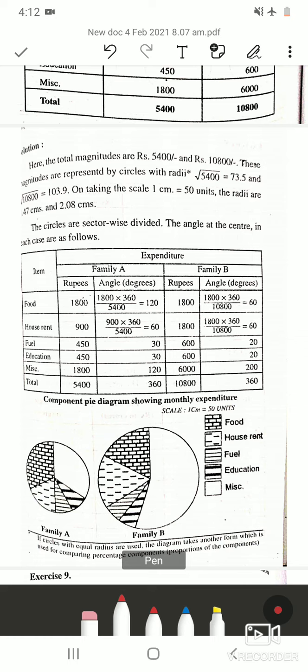So don't forget to write the title, which is component pie chart showing monthly expenditure. Here we have taken 1 centimeter equal to 50 units. For family A, draw a circle using a compass of 1.47 centimeters and mark a radius, which is a straight line. On this straight line you have to keep your protractor. I hope everyone knows what a protractor is.